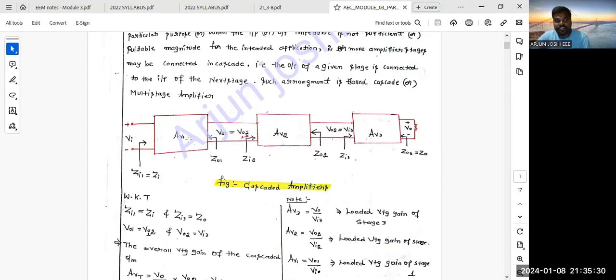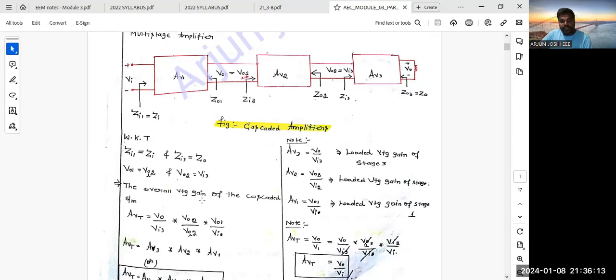Voltage gain is like an efficiency, not particularly efficiency, but like an efficiency. What do you mean by voltage gain? A ratio of output to input voltages: output voltage divided by input voltage. We know that Zi1 is Zi. Sorry, please note this: Z03 is equal to Z0, not Zi3 is equal to Z0. Z03 is equal to Z0. V01 is equal to Vi2, because here you observe V01 is equal to Vi2. V02 is equal to Vi3. Please make these changes. Z03 is equal to Z0.